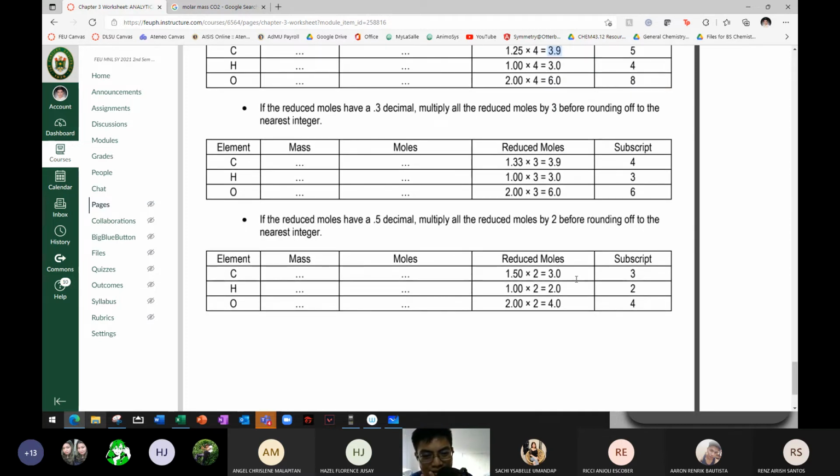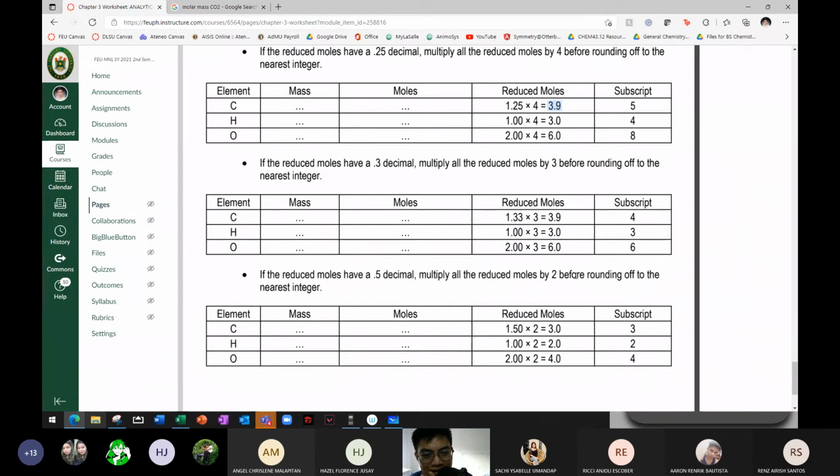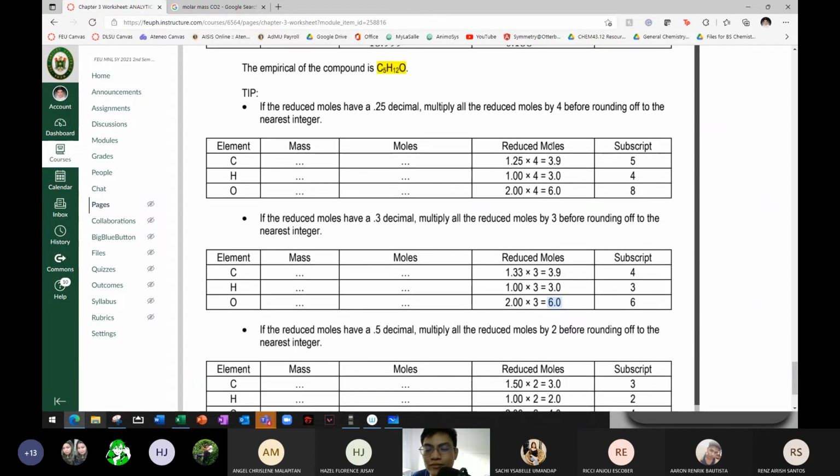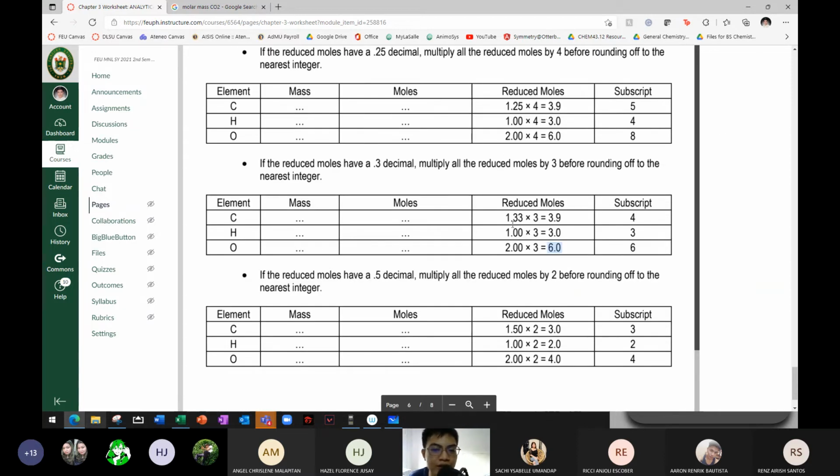Oo nga, no? Pare-parehas sila doon. Okay, so anyway. So, by multiplying everything by 0.25, you get whole number subscript. What if naman 0.33? Let's say. If yan ay 0.33, multiply everything by 3.